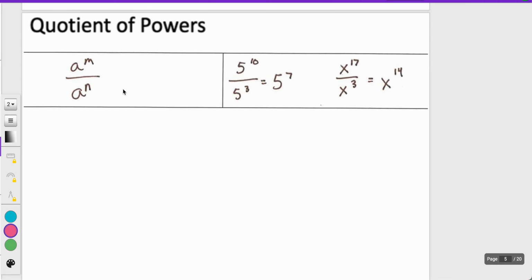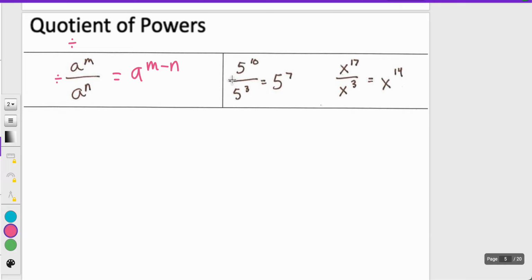How quotient of powers works is it's basically the division of powers, where you have to have the same base, like a to the m power over a to the n power. Notice that they're being divided. What you can do to solve this is you would find m and subtract n.